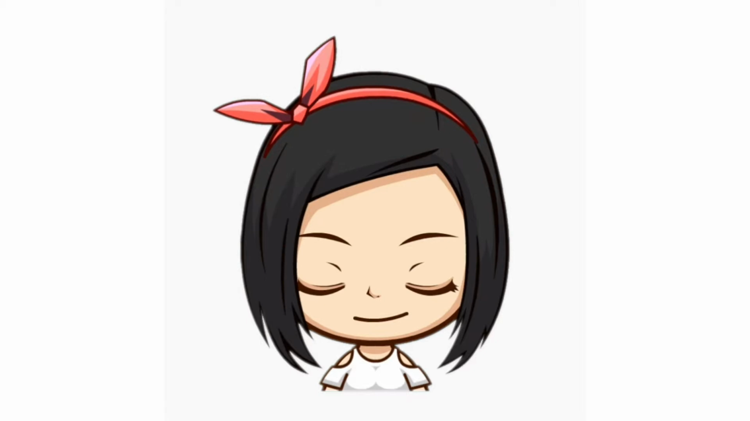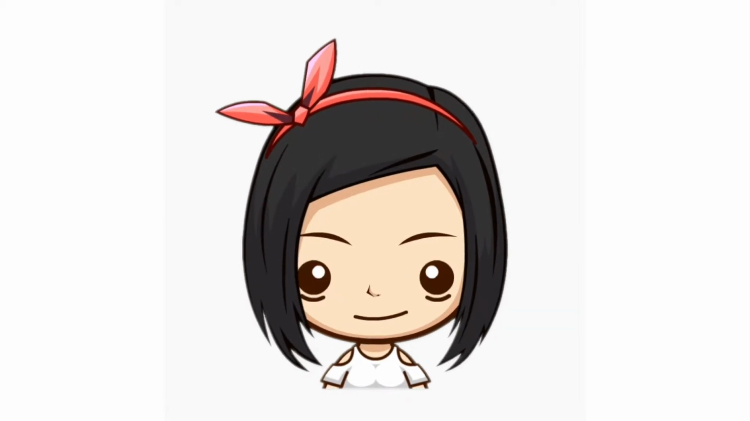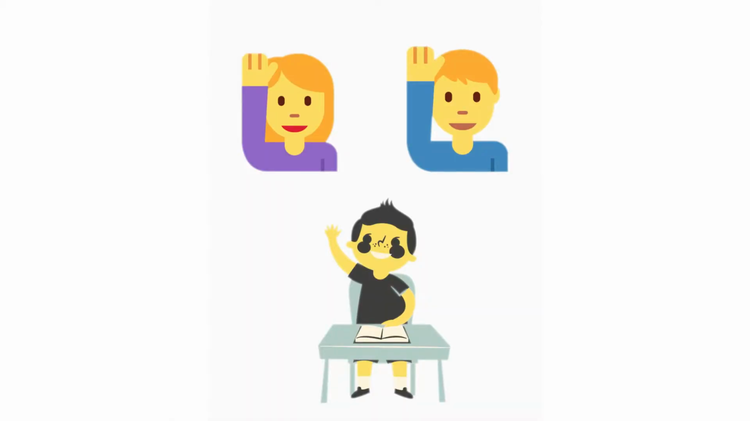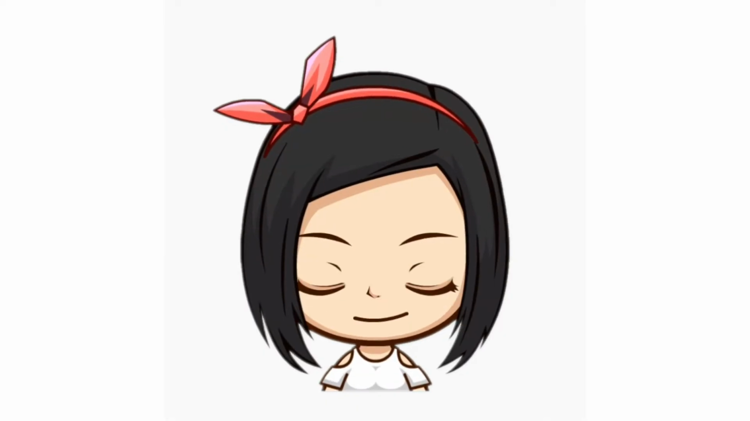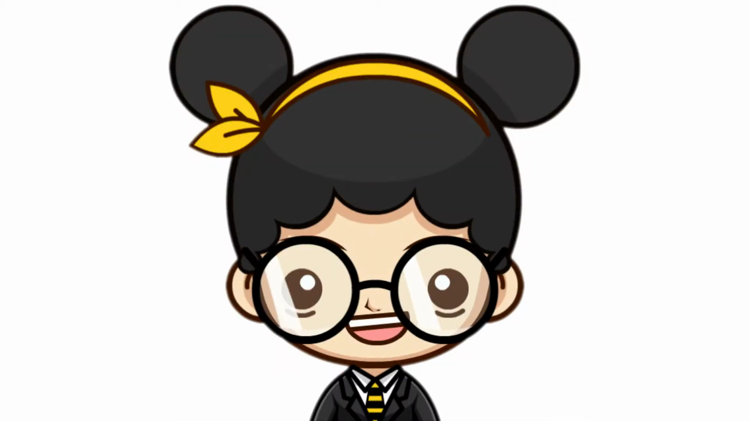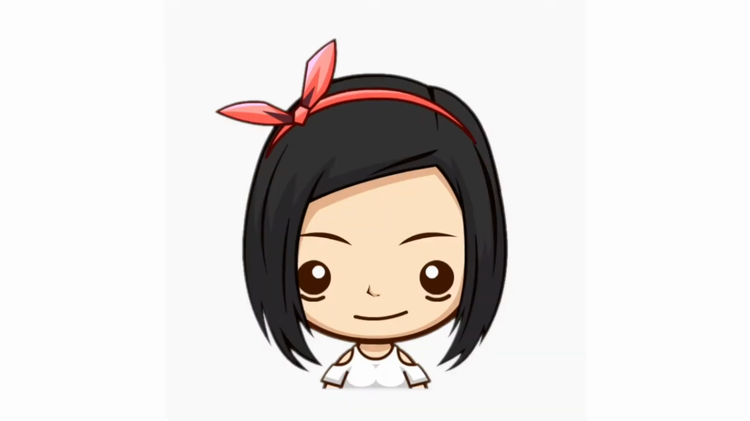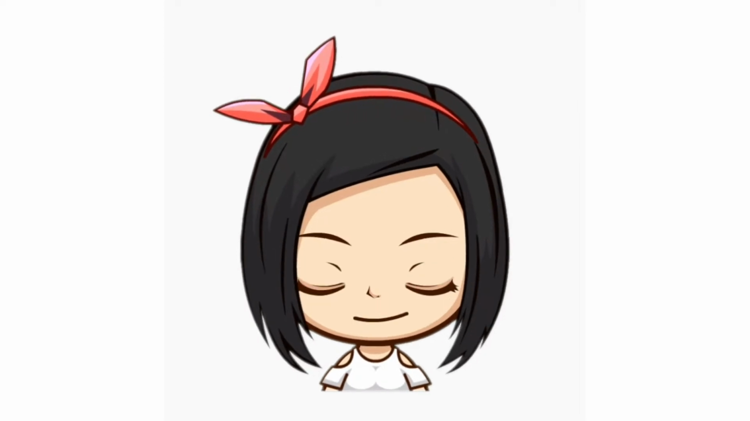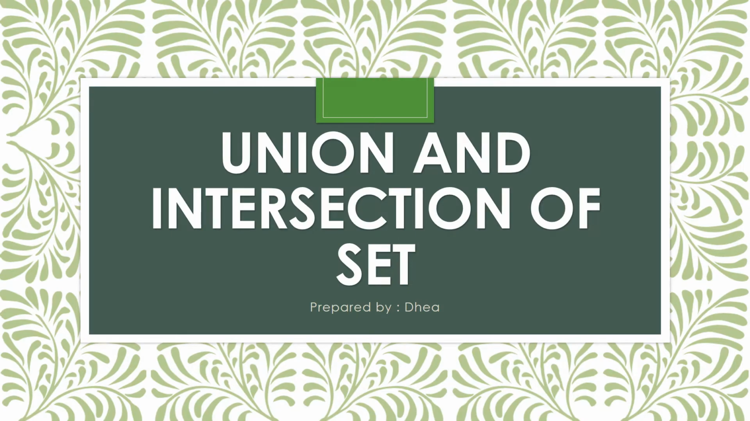So from the activity that we have done, who could guess our topic for today? Anybody? Okay, let's call Miss Jen. I think it was all about the union of set. Exactly. For today's lesson, we will talk about the union and intersection of set.